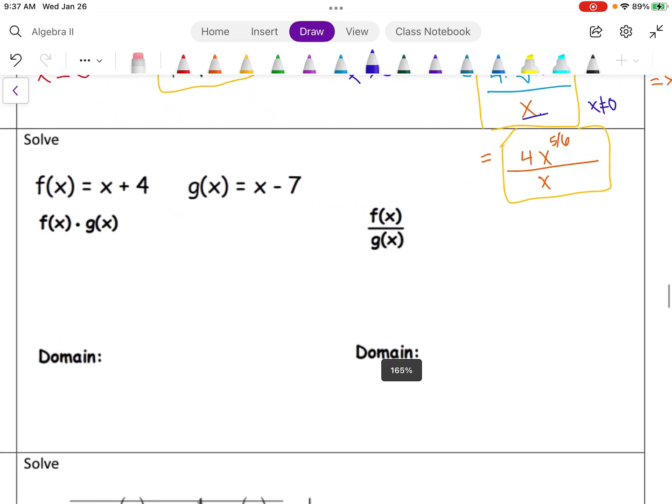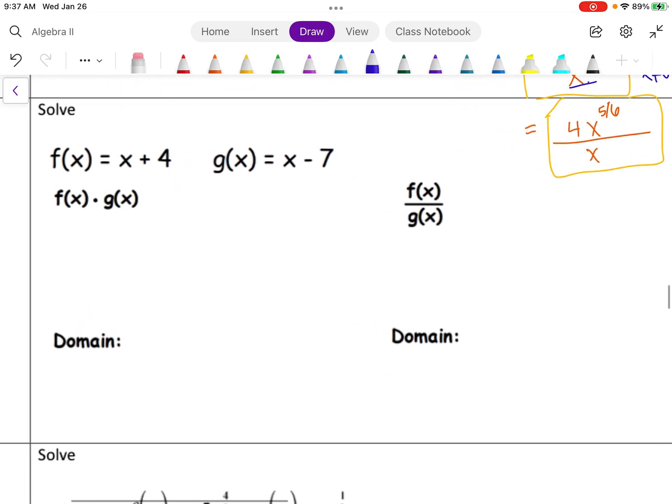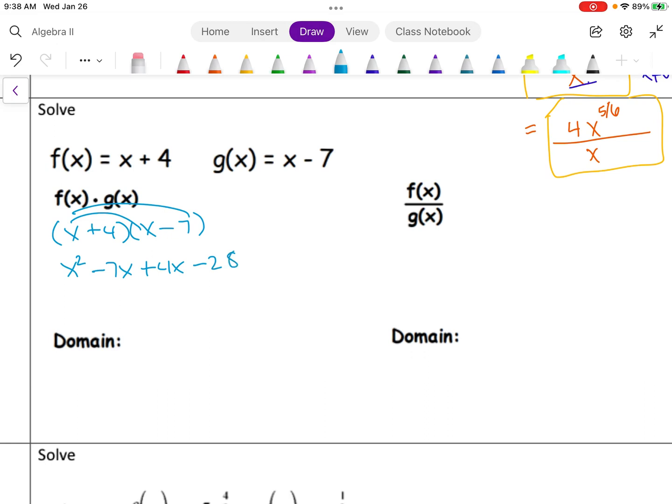Let's do a couple more here. We want to take f of x times g of x. So we have x plus 4 times x minus 7. Well, this is just using our FOIL, right? X times x is x squared. And then we get minus 7x plus 4x minus 28, which leaves us with x squared minus 3x minus 28. And then looking at it, we don't have any radicals, we don't have any denominators, so there are no restrictions. X just belongs to the real numbers.